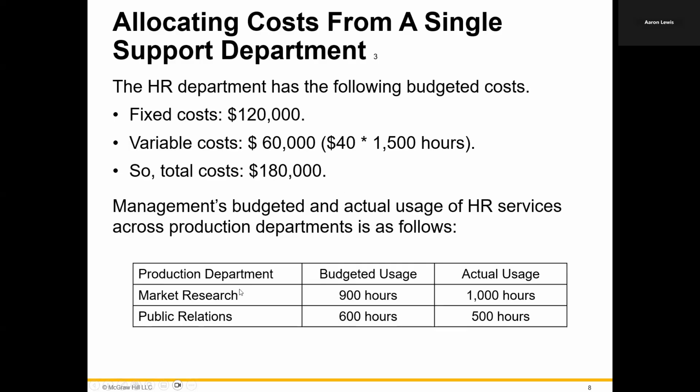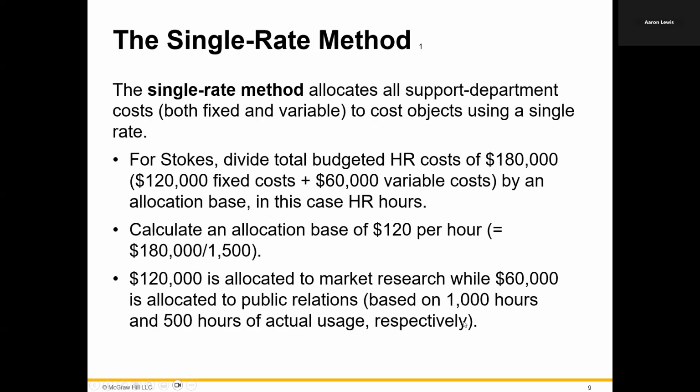We've got all the information down here about how much time HR thinks is going to be spent supporting our two main services. This was the budgeted amount. They thought 900 hours for market research and 600 hours for public relations, but actually they spent 1,000 hours on market research and 500 on public relations.